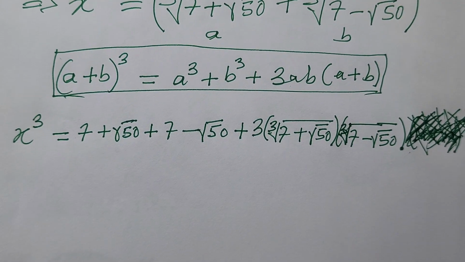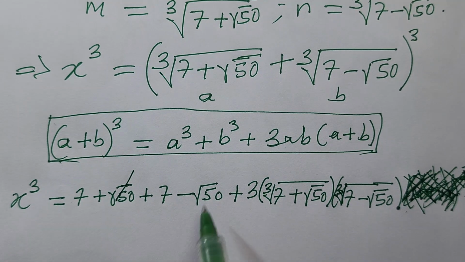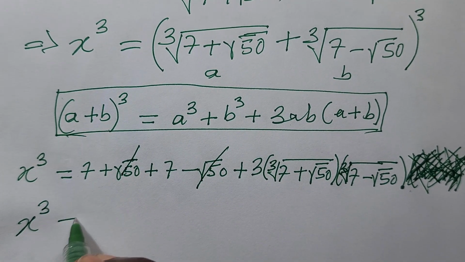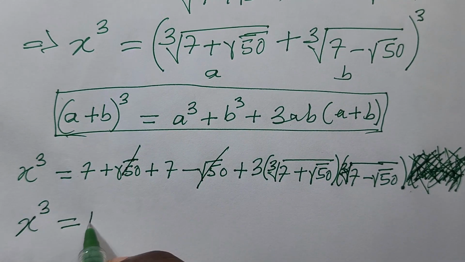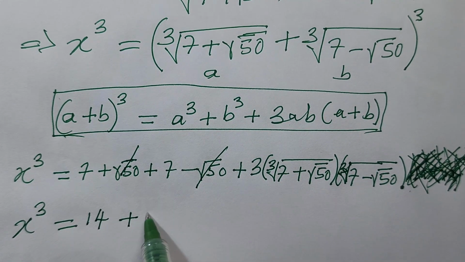All right. Now, if you look at this, we can do some simple calculations. This and this will leave. So we're going to have our x to the power of 3 is equal to 7 plus 7 will give us 14. Then plus our 3.